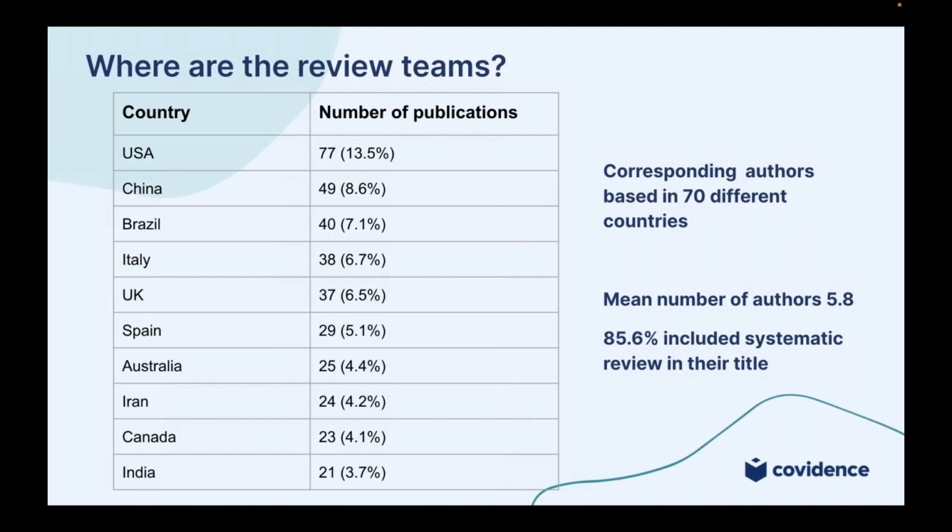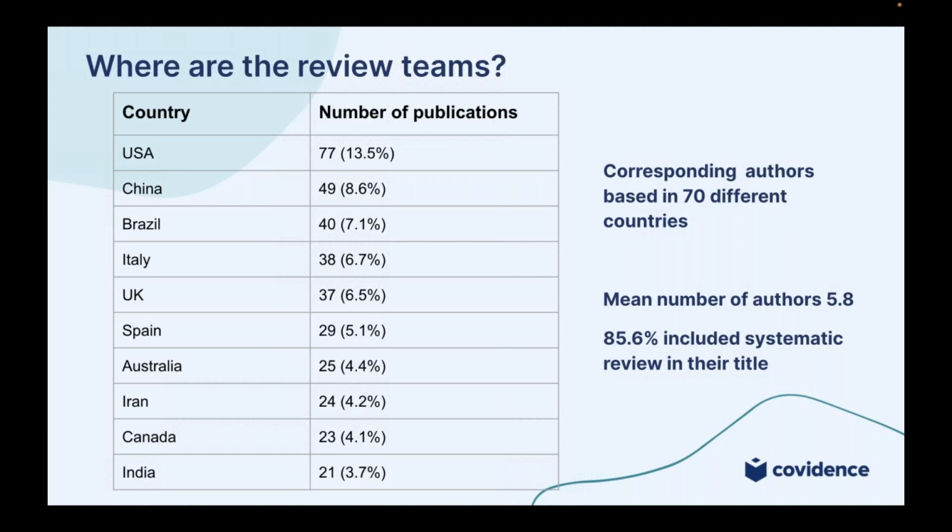The mean number of authors on a review that we observed was around 5.8, with a minimum of 1 author and a maximum of 38. And again, it's a little bit concerning that journals would want to publish a manuscript claiming to be a systematic review with only 1 author.